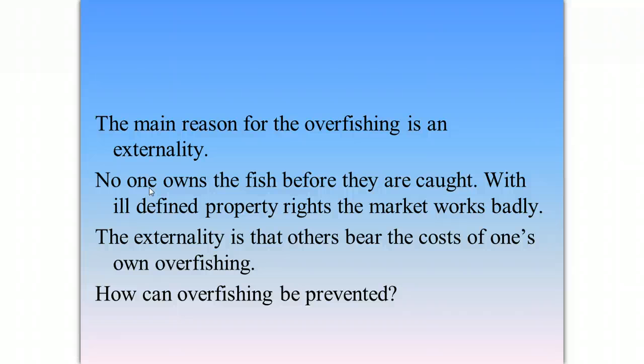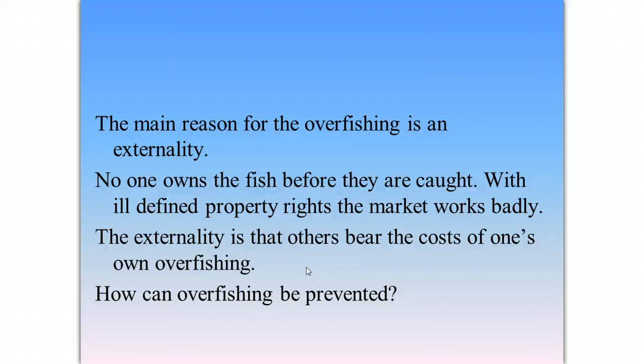Migration can be an important area. So with ill-defined property rights, the market works badly. The externality is that others bear the cost of one's own overfishing. If a particular vessel goes out and overfishes in a particular season or over a sequence of seasons, they get the benefit. They've caught the fish, landed the fish, and can sell them.